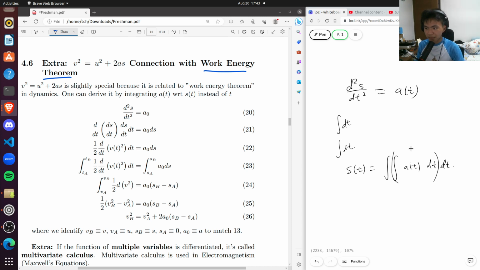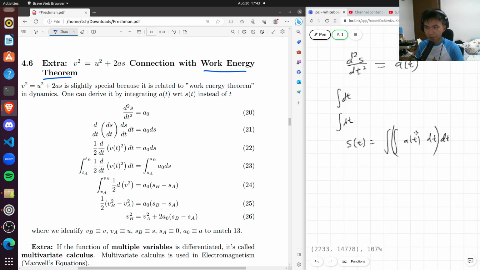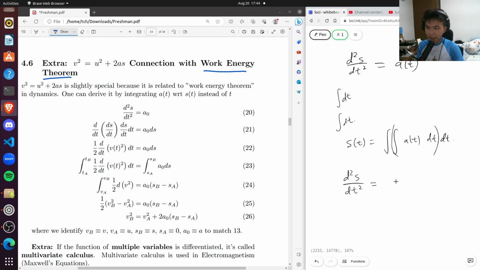However, sometimes in physics we are not so fortunate and we do not know a as a function of time. Instead, we actually know a as a function of, let's say, position. So that will give rise to a very interesting scenario where a is not a function of time, but a is a function of position. Of course, position is a function of time, but if a is only given as a function of position, then if we try to integrate twice, we do not know a as a function of time, so we can't really integrate it.